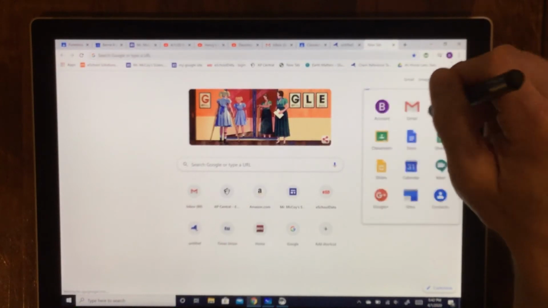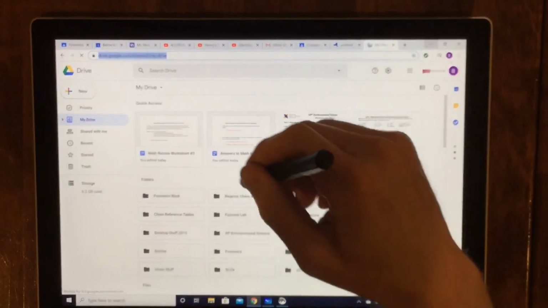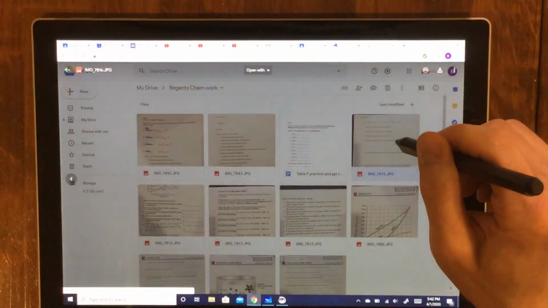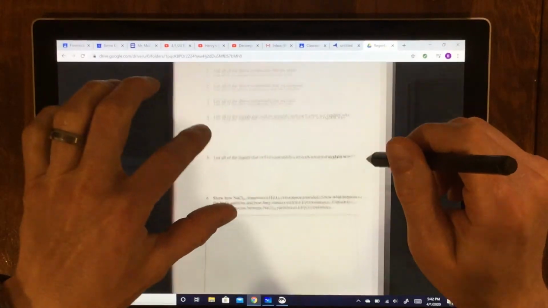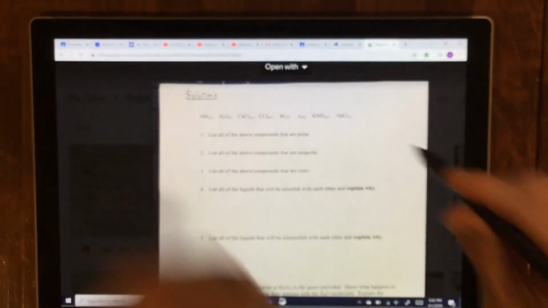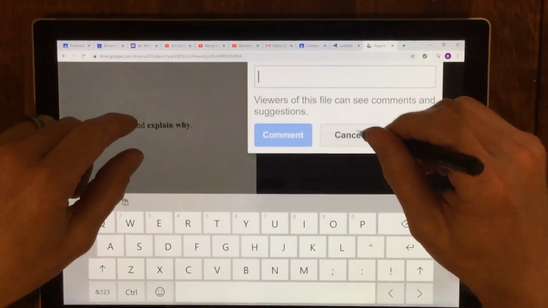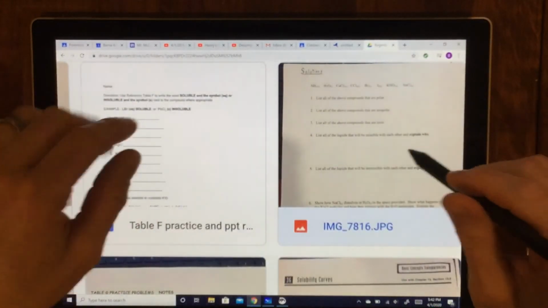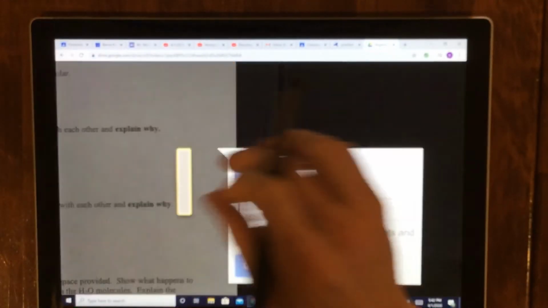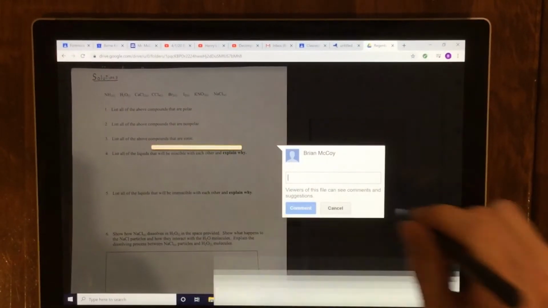This worksheet here will be due tomorrow as well. And I'll show you before I... So right here, whoops. This word here, miscible. Stop. What am I doing? Go away. What is happening? It's because of the pen.